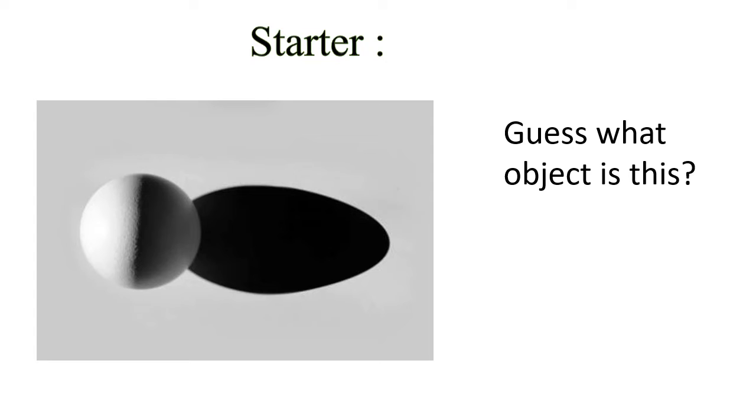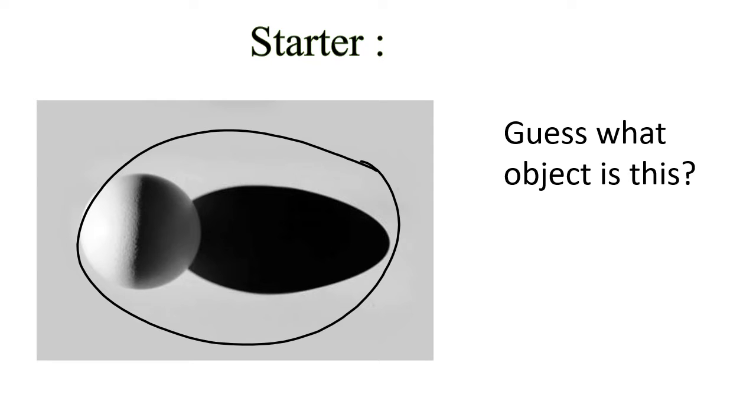Look at this object. Can you guess what object it is? Yes, you are right. Even though it looks like a ball, it's actually the photograph of an egg. If you look at the shadow, it is more clear to you.